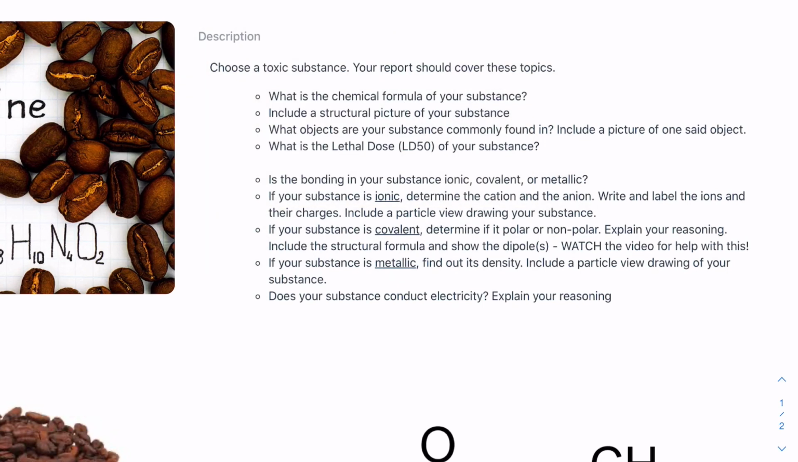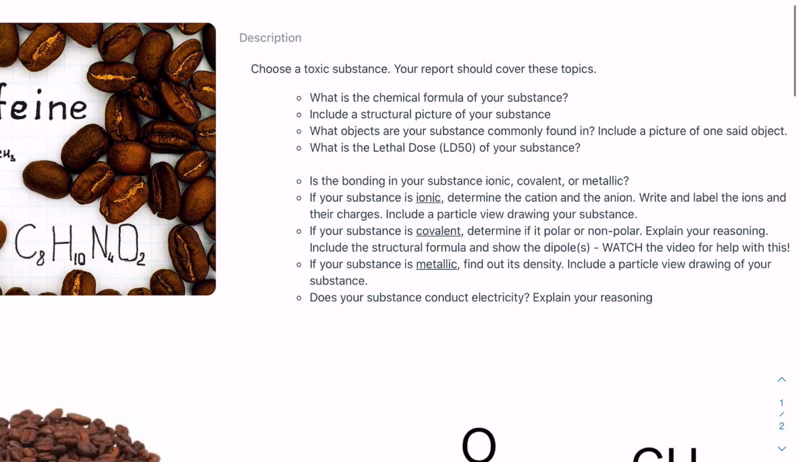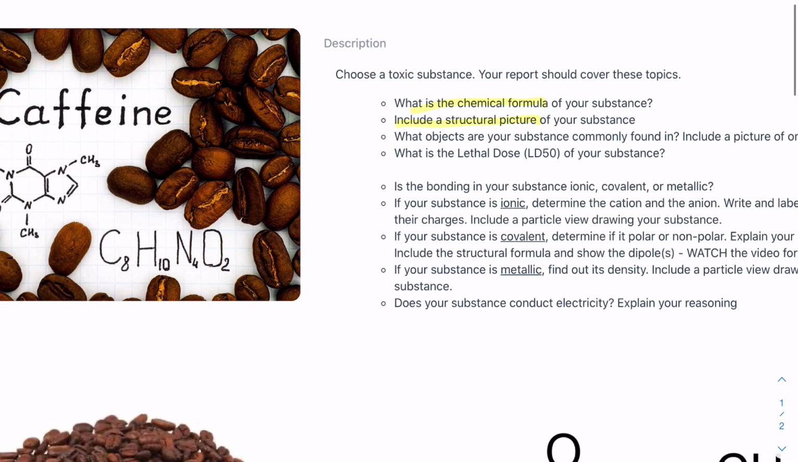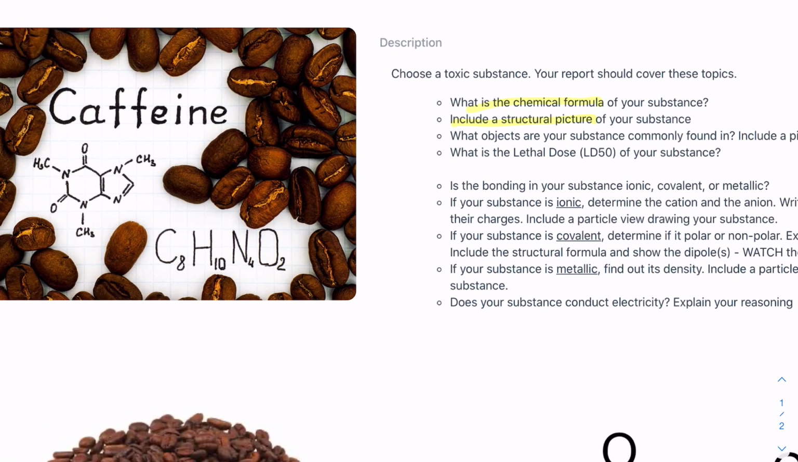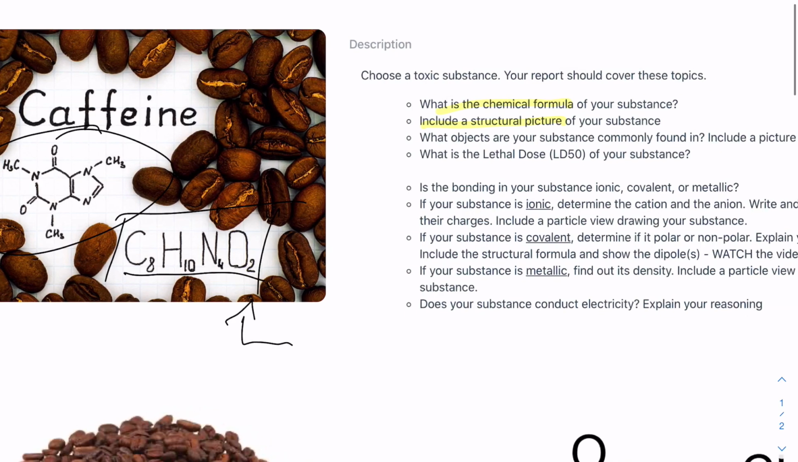So the first few are all kind of straightforward. So what is the chemical formula? Include a structural picture. So we can look at caffeine, and I just found this online. All right, so the chemical formula, this guy right here. And then our structural formula is what the molecule actually looks like on the atomic scale. So how the molecules, or what elements, are bonding to what other elements, right?